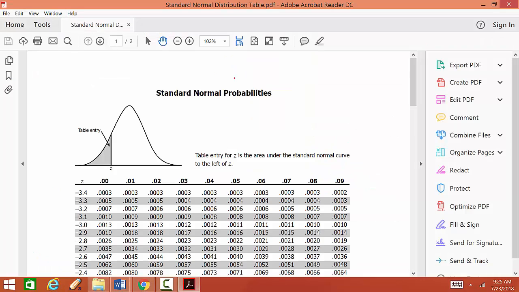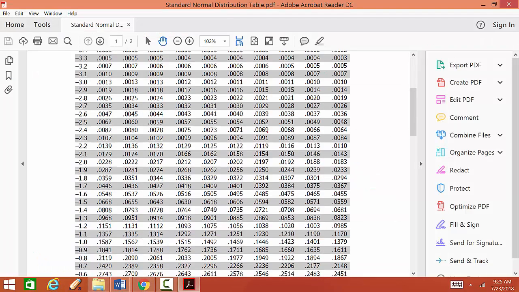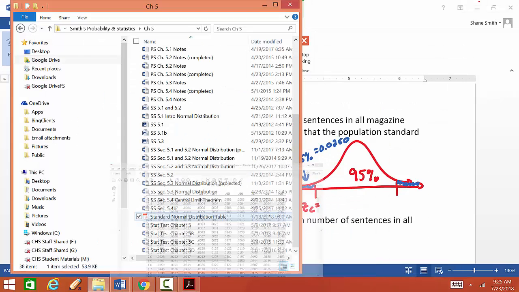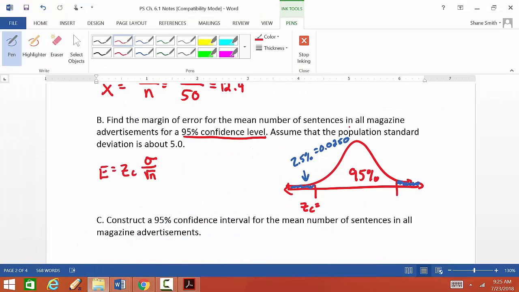Here we go. All right, 0.0250, and that one is exactly in there. So that's the area, remember. So we want to find the z-score for that, and that is negative 1.96. So that's our z-score.